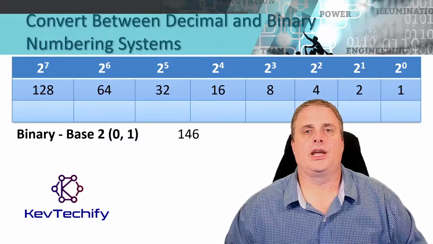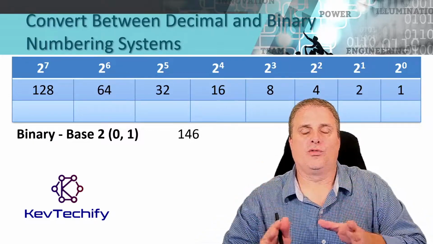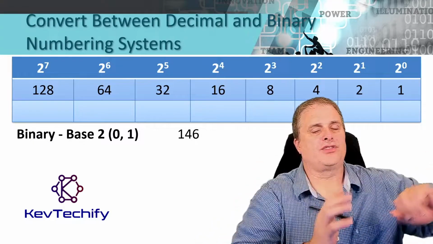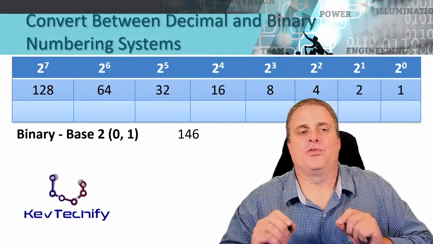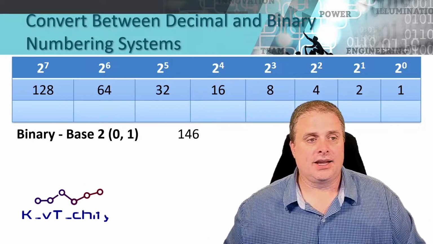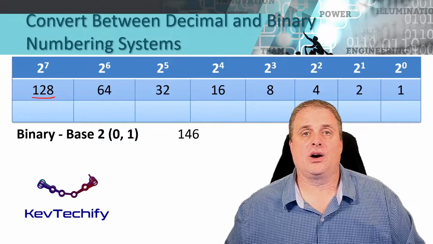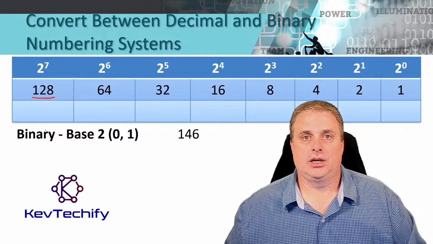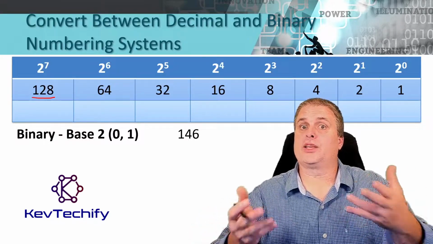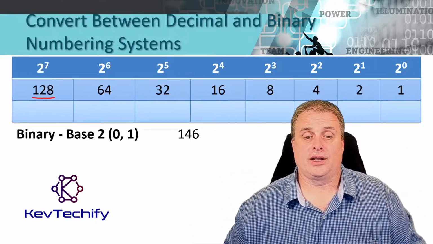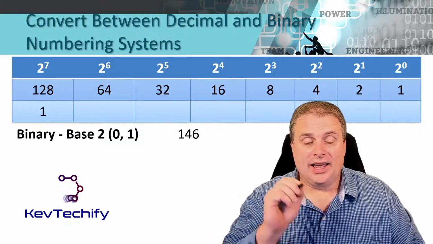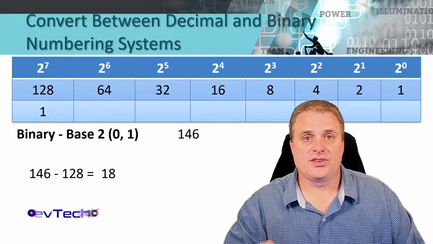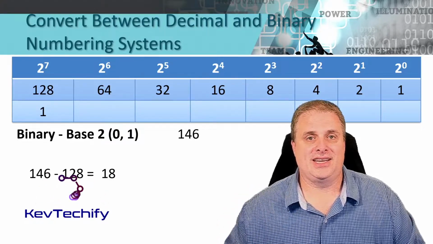The approach we're going to take is we have our number 146, and we're going to start on the left side, the biggest number, the biggest positional value. Our number is 146. Can I take a 128 out of 146? Yes, it's more than 128, so I can subtract 128 out of that. I put a 1 in the 128 column, and then I subtract it. 146 minus 128 gives us 18.